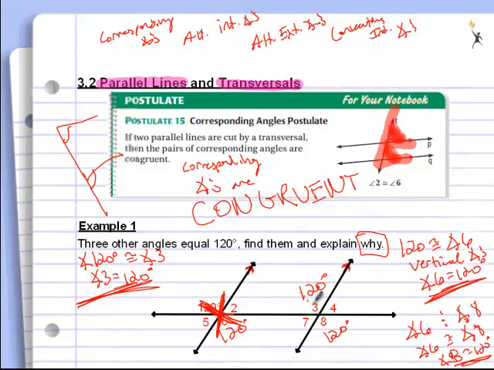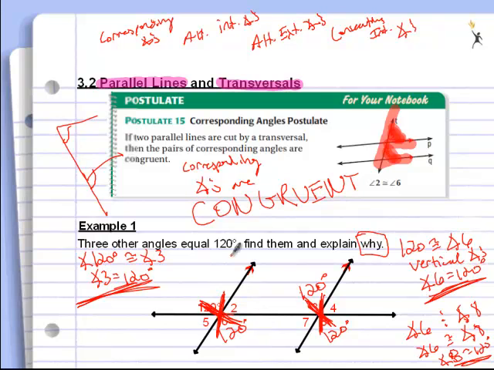We also learned that angle 3 was 120 because of corresponding angles. Now I want you to look at this. What do you notice about angle 3 and angle 8? They are also vertical angles. Geometry continues to prove itself over and over again. You may not have had to use corresponding angles.